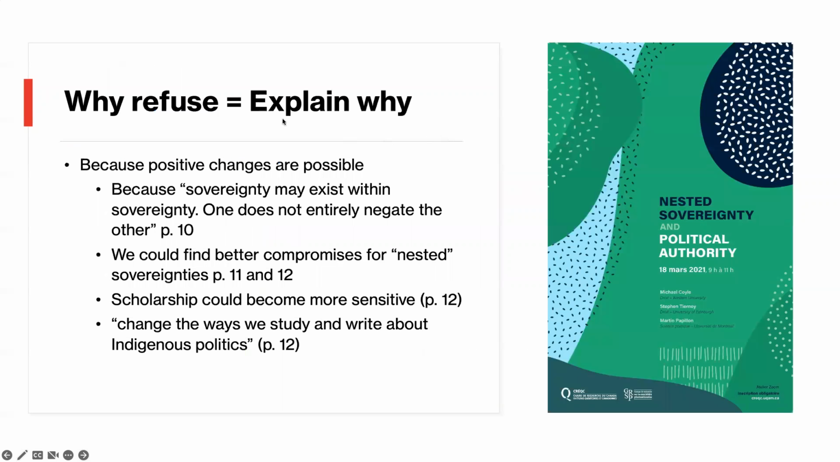What about the last part? What about explaining why? Why should they refuse? Because positive changes are possible. That's one answer. Because sovereignty may exist within sovereignty. One does not entirely negate the other. You could have a sovereign nation within a sovereign nation. So the sovereign nation state of Canada is the umbrella sovereignty, and then you could have a sovereignty within the sovereignty of the Iroquois. We could find better compromises for these sovereignties.